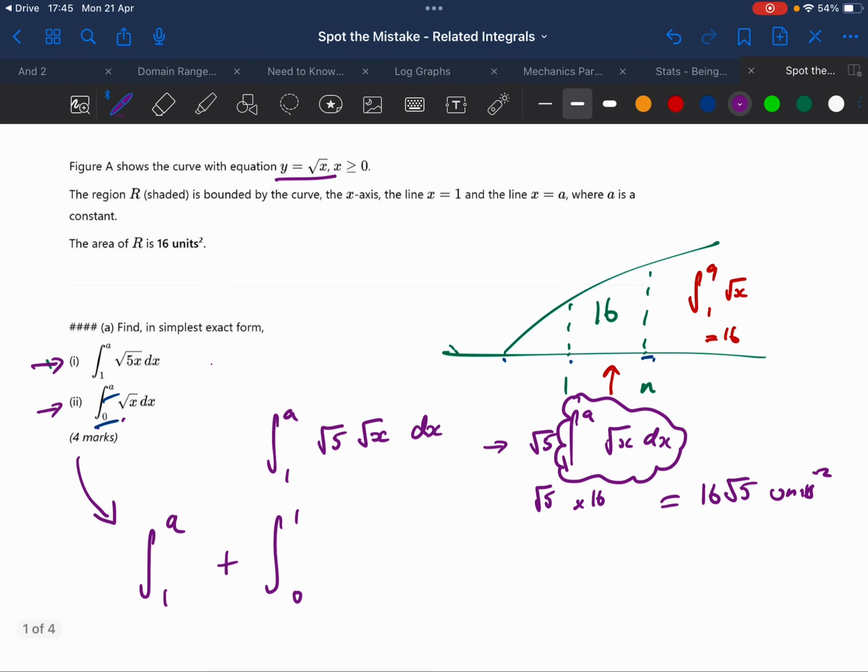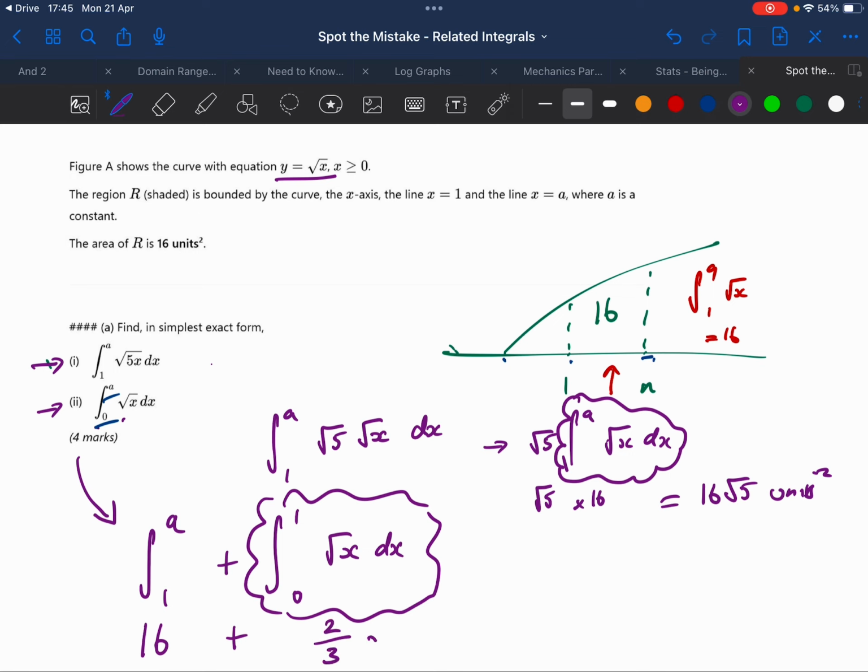One advantage of doing that is I know that integrating from a to 1 is 16, because that's what we did in the earlier question. What about this other bit here? Here I might actually have to do some integration. So this is root x dx. For this one I would actually need to do that bit of integration. So that's x to the half, which becomes x to the 3 over 2, so it becomes 2/3 x to the 3 over 2. Then I would use my limits there of 1 and 0.